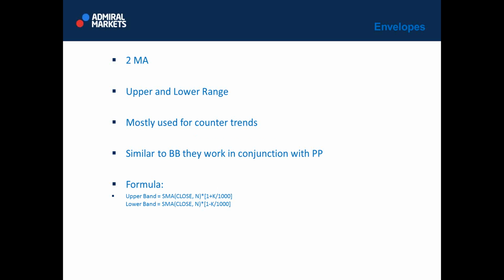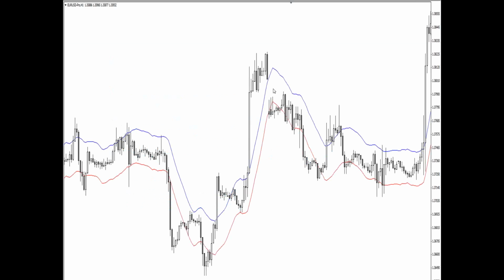And let's see the strategy. This is the envelopes. So blue is resistance, red is support. You can see it's just based on 2 moving averages. I don't see much usage for envelopes. I will try to find maybe a strategy which can be useful and uses envelopes only, but so far I couldn't find it.